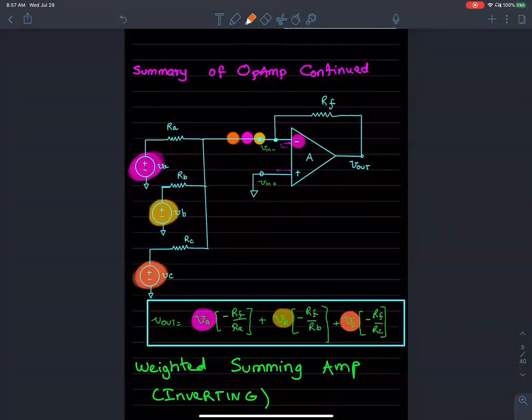Yes. We have taken a simple operational amplifier, and then multiplied, okay, and implemented a weighted summing configuration. Okay, questions, please.